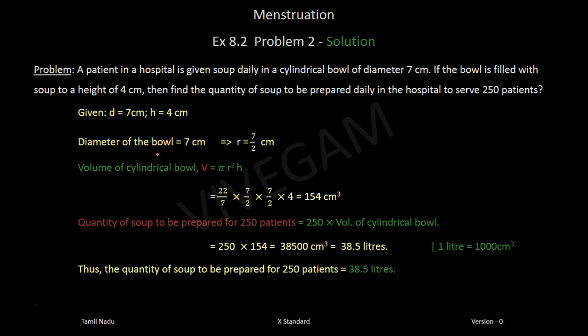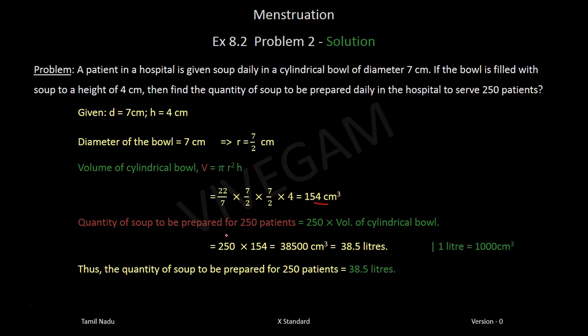The solution: given diameter equal to 7 cm, height equal to 4 cm. So diameter of the bowl is 7 cm, which means radius is 7 by 2 cm. Volume of the cylindrical bowl V equal to pi r squared h, so that is equal to 22 by 7 into 7 by 2 into 7 by 2 into height, that is 4 cm. So this 7 and 7 will cancel, 2 twos are 4 and this 4 will cancel. So you'll be left with 22 into 7, that is 154 cm cubed, the volume of one cylindrical bowl, or the soup required for one person.